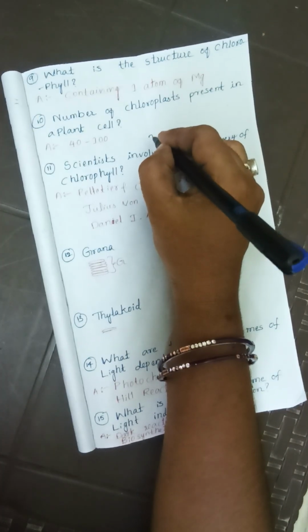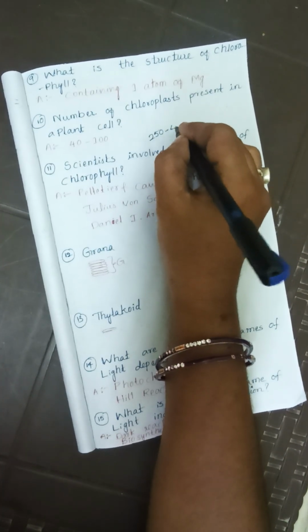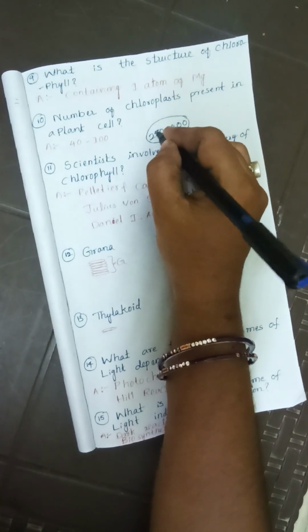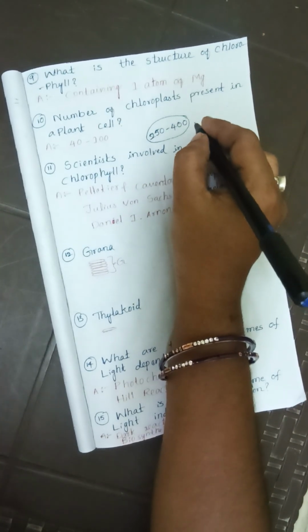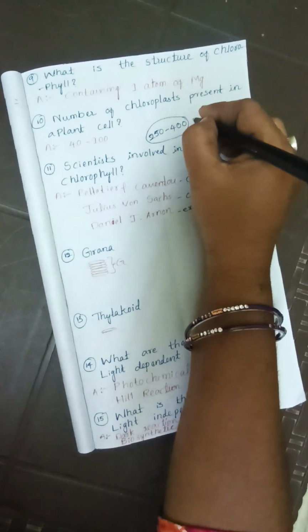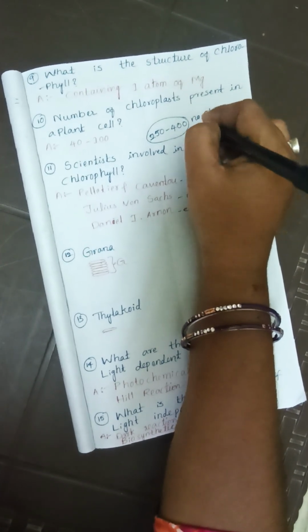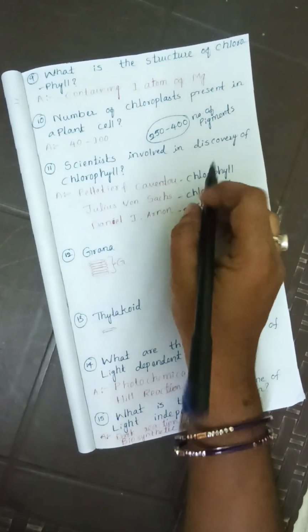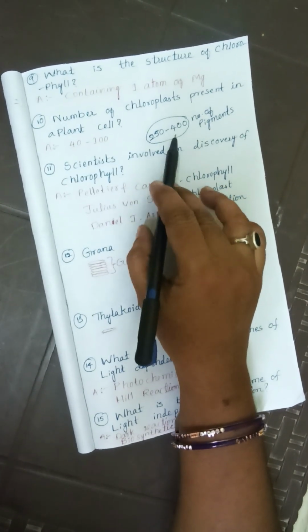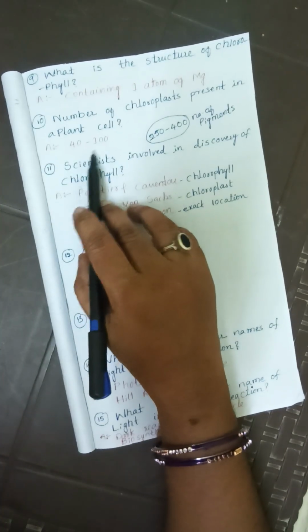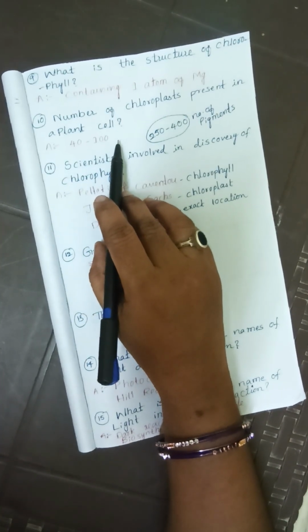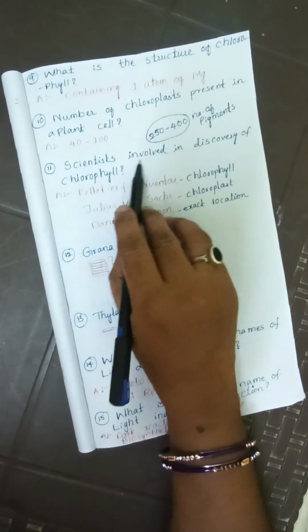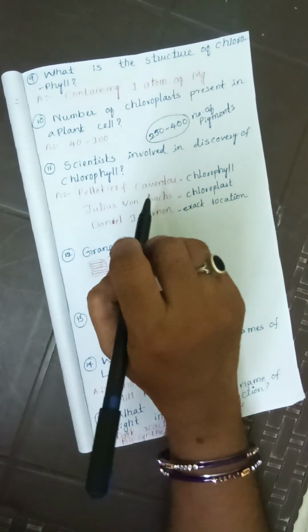One more number I have written: 250 to 400. What is the value of this? 250 to 400 is the number of pigments present in each thylakoid. But this value, 40 to 100, is the number of chloroplasts in each plant cell. The 11th question is about the scientists who were involved in the discovery of chlorophyll.